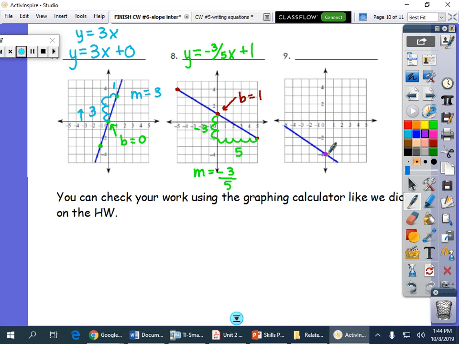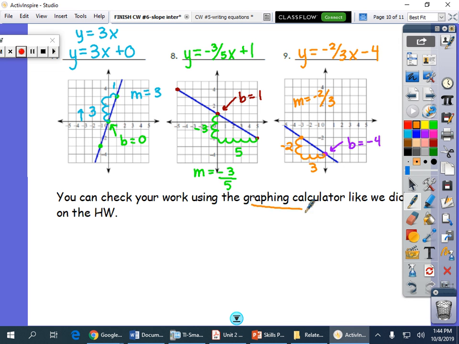Number 9, I have my y-intercept here at this negative 4. If I find another point here, looks like right here is nice. Slope is now I'm going down 2 and I'm running 3. So negative 2/3. Put that together in your equation. Y equals negative 2/3 x minus 4.